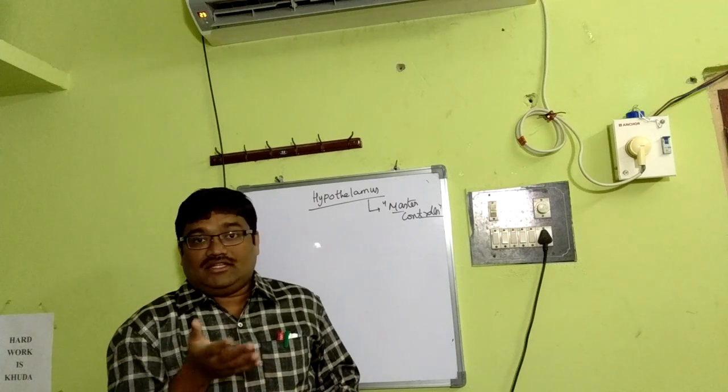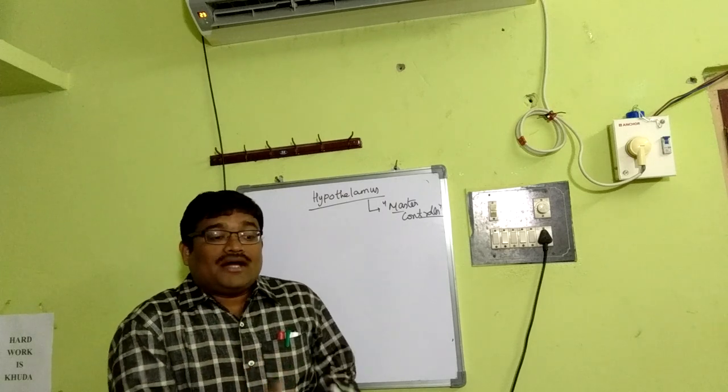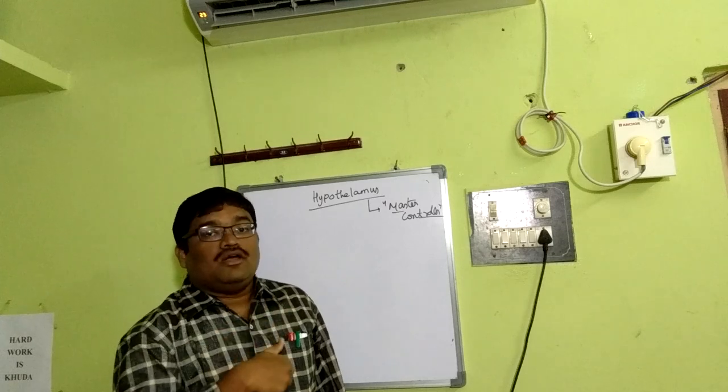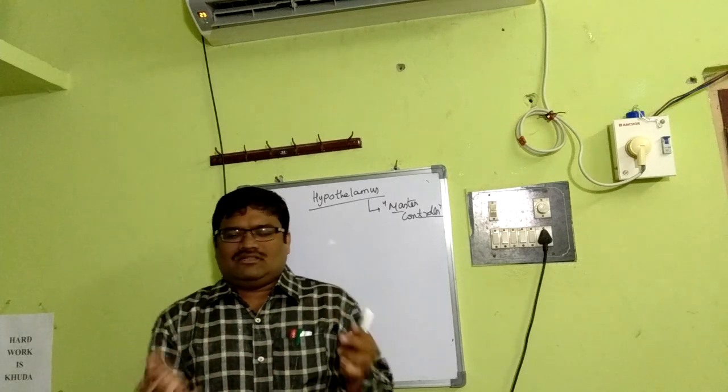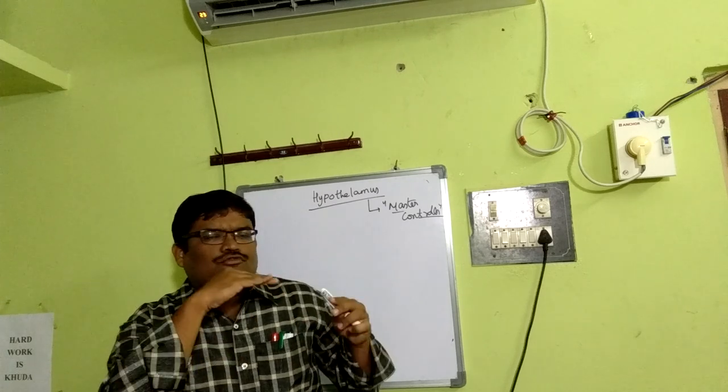And who is the head? Here the pituitary gland is the head. This is the master gland of the body. It is the master gland, but since the hypothalamus controls the master, it is called the master controller. How does it control? We have discussed already that the hypothalamus is the floor of the diencephalon.